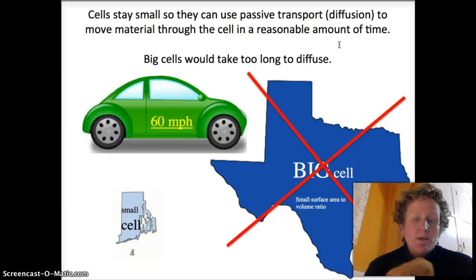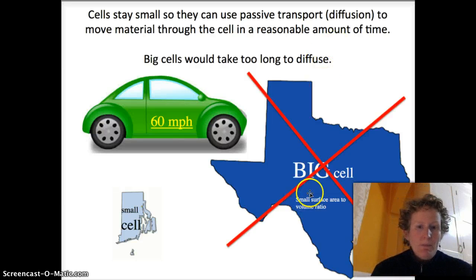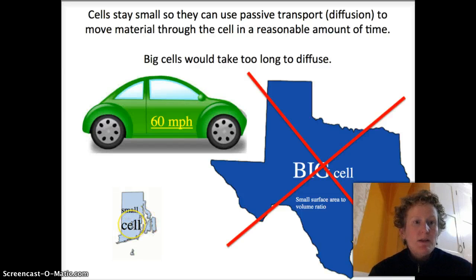Cells stay small so they can use passive transport, diffusion in this case, to move materials through the cell in a reasonable amount of time. Big cells take far too long to diffuse. Remember, the rate of diffusion is the same, but the time it takes to diffuse an entire cell is different. It's very small for small cells, so cells stay small to be efficient.